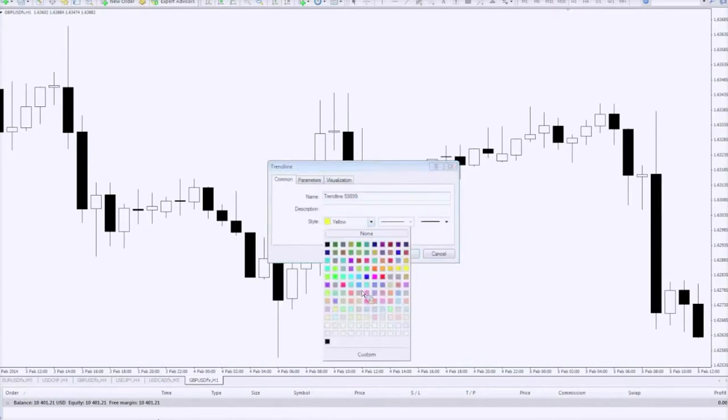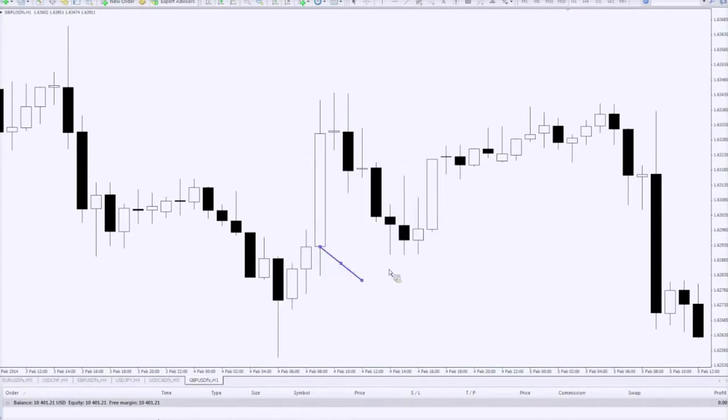Let me change that. And let's just make this, okay. We started at this price. This candle opened. This candle closed at, let's say, 9 o'clock. Okay, this candle closed at 8 o'clock. This candle opened at 9 o'clock.